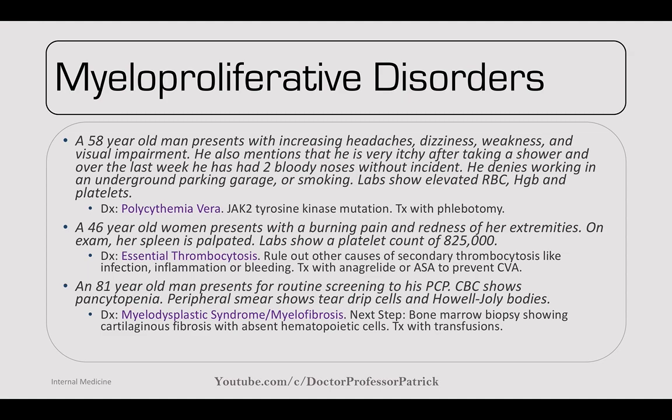Last, we've got an 81-year-old man who presents for routine screening to his PCP. CBC shows pancytopenia, and peripheral smear shows tear drop cells and Howell-Jolly bodies. The diagnosis would be myelodysplastic syndrome or myelofibrosis. Next step would be a bone marrow biopsy, and they can get a dry tap, which would show cartilaginous fibrosis with absent hemopoietic cells, and you want to treat this with transfusions.